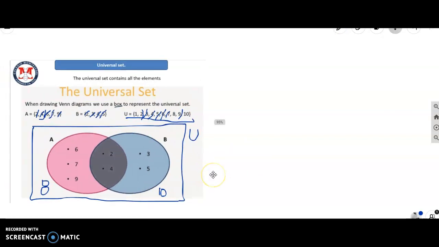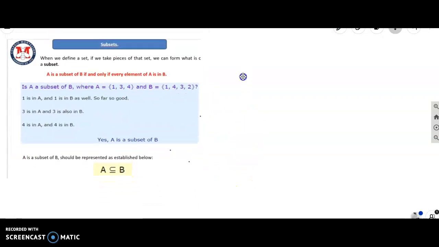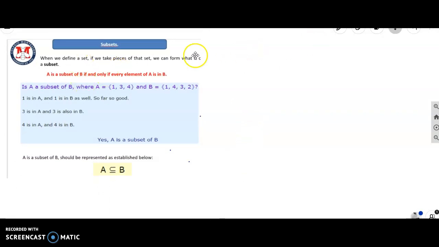Okay, so let's continue now with the concept of subsets. When we define a set, if we take pieces of that set, we can form what is a subset. A subset is something that is already included in a general set. So A is a subset of B if and only if every element of A is in B.